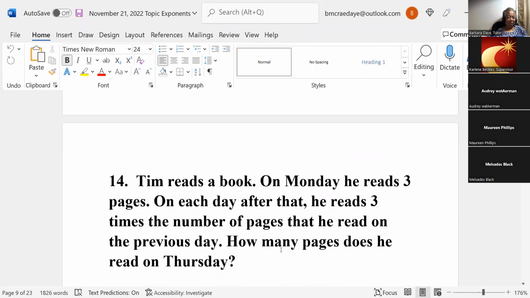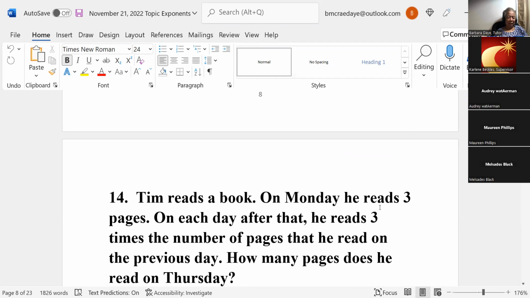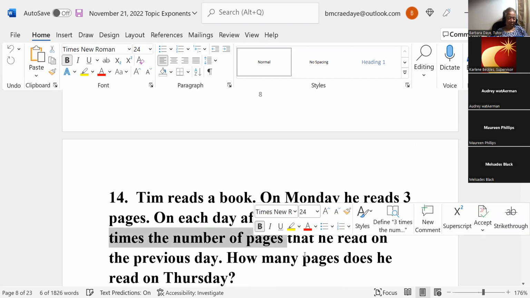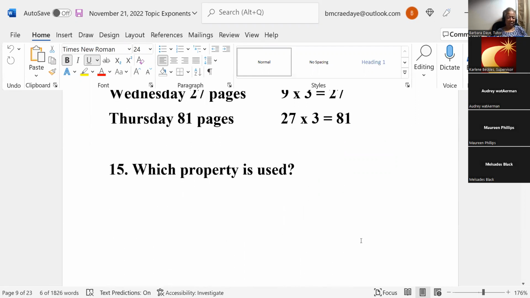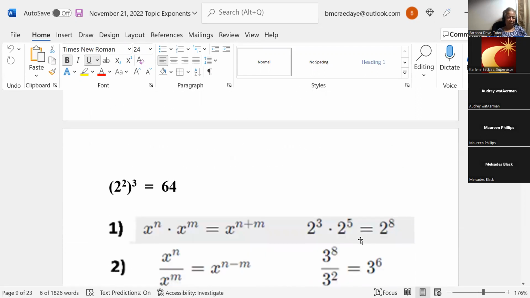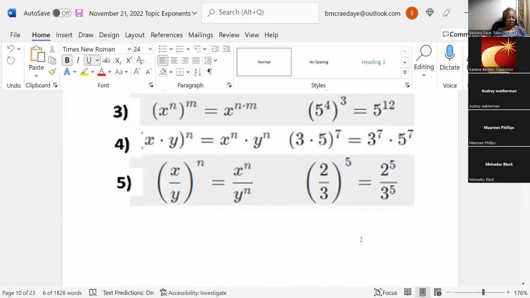Be careful because it says 3 times the number. So that's a multiplication, right? Okay. When you see times, that's multiplication. Okay. All right. Let's go to 15. Which property is used?